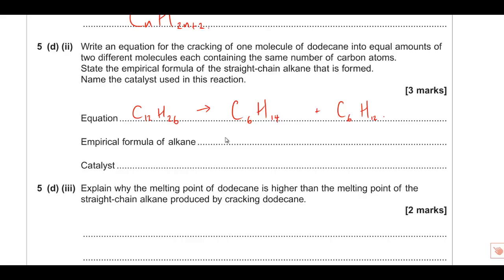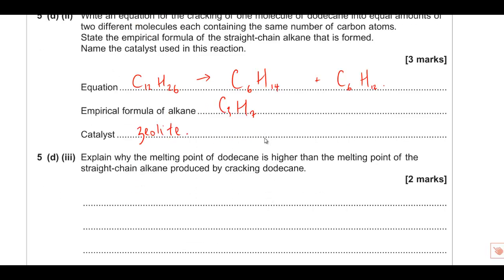The alkane is this one here. What's my empirical formula? That's my simplest whole number ratio. In this case, C3H7 divided by 2. The catalyst for this is going to be a zeolite catalyst for the cracking reaction.